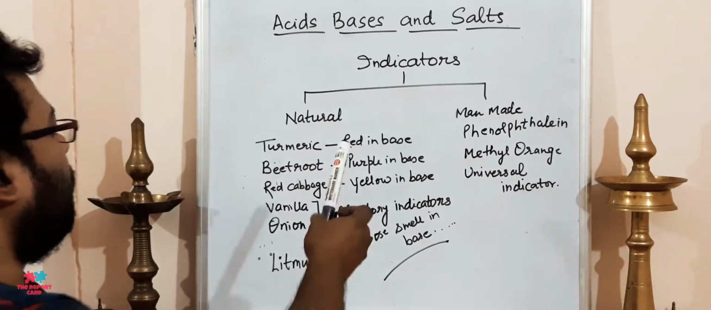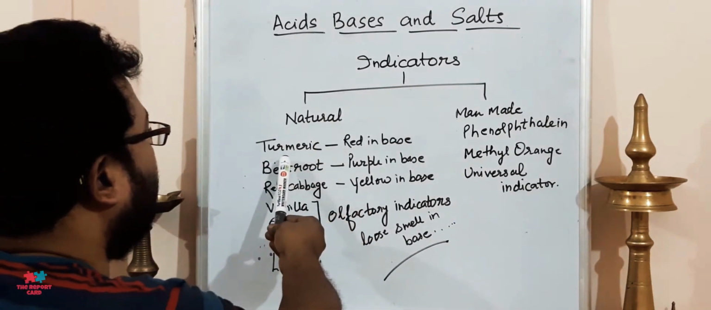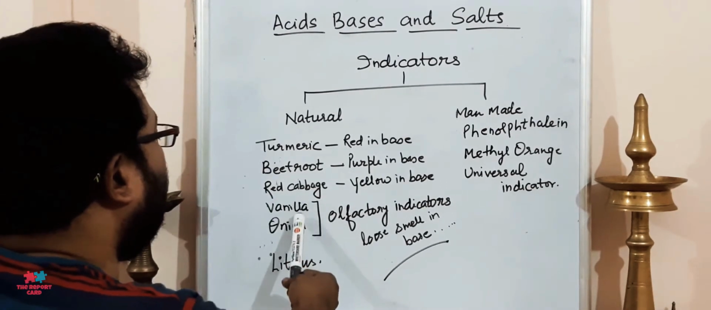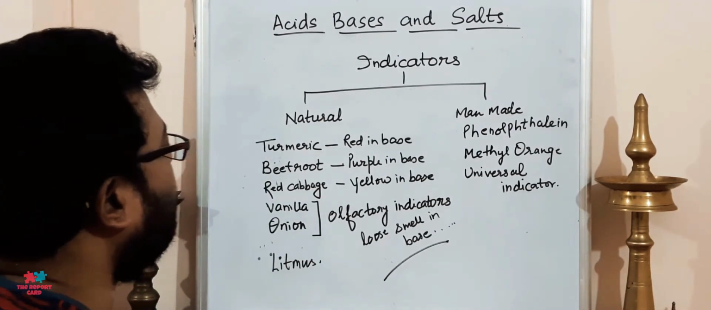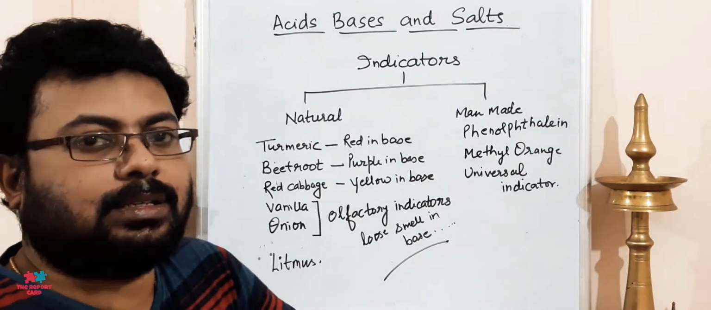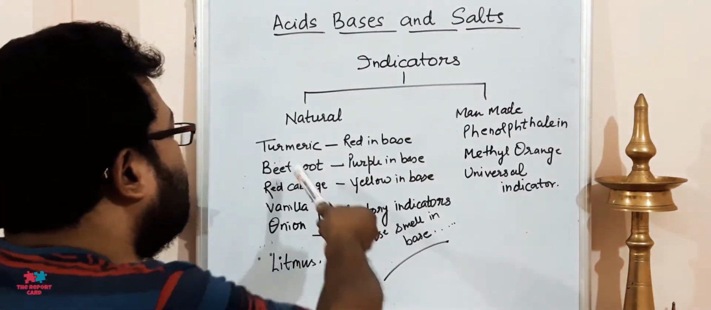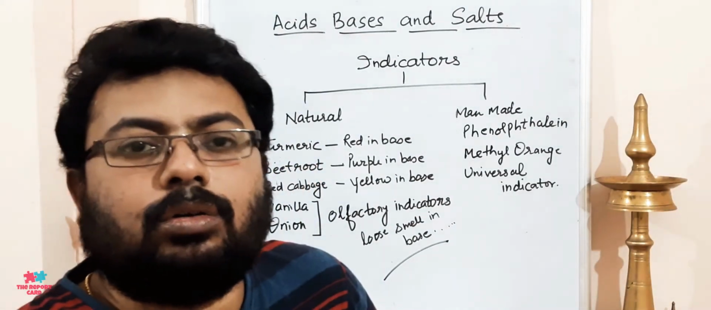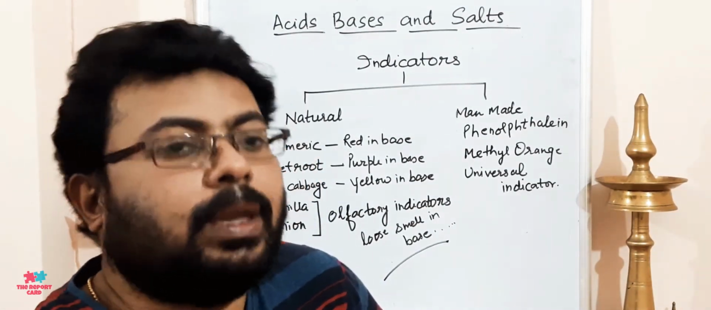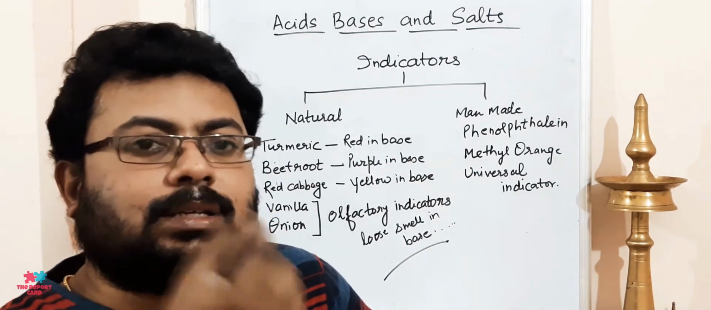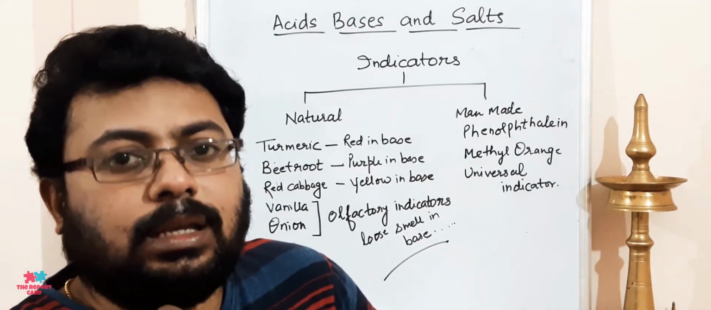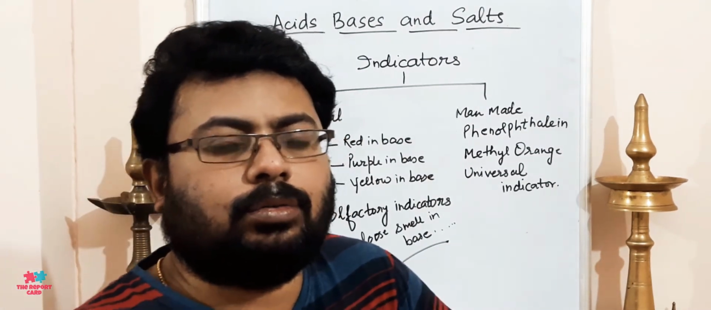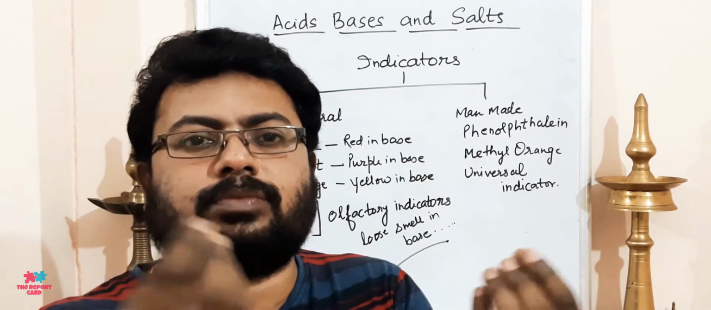Now when we talk about natural indicators, we have turmeric, beetroot, red cabbage, vanilla, onion, litmus, all these are natural indicators. Okay, so when we use turmeric, it's a very common household item and we all know its color is what? Yellow. You take some lime and you mix it with turmeric and you will see the change in color. It is very easily available.